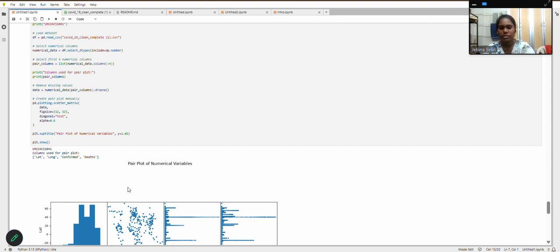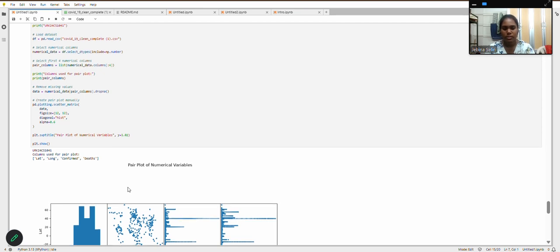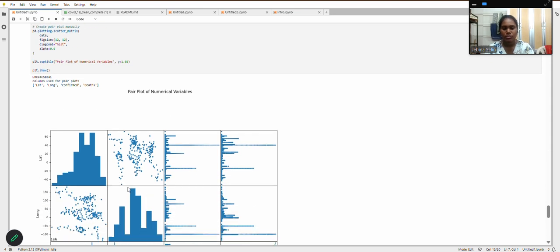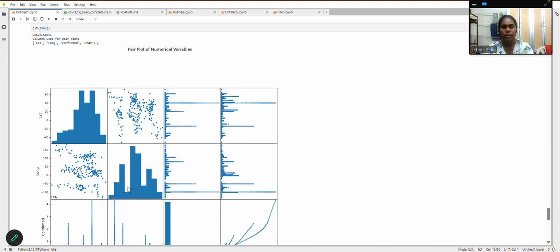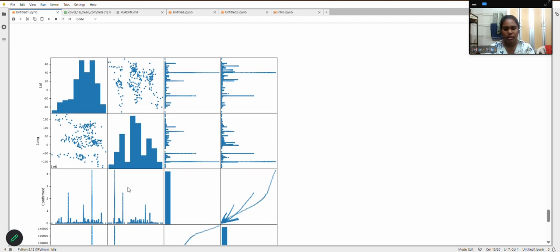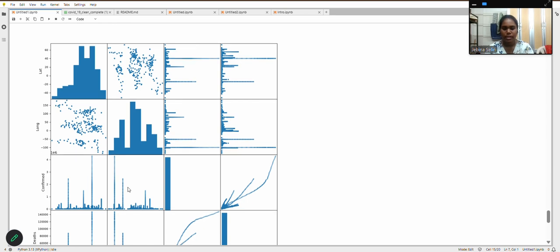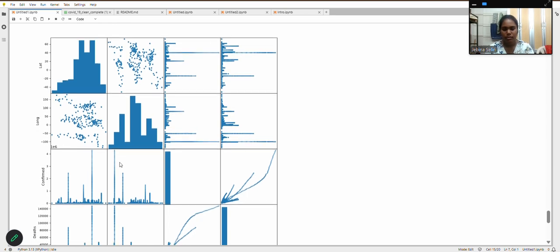In the 15th question, we create a pair plot for numerical variables. A pair plot displays the relationship between every pair of selected variables using scatter plots. It also shows the individual distribution of each variable. By examining the pair plot, we can identify positive or negative relationships, clusters, outliers, and possible patterns between variables. It provides an overall visual summary of how several numerical variables interact with each other.